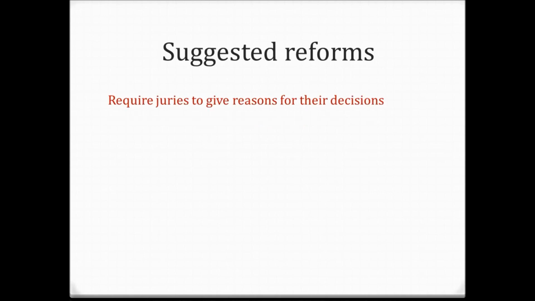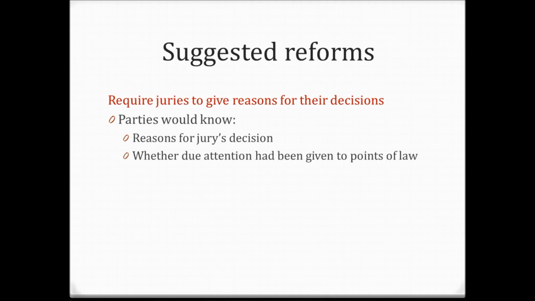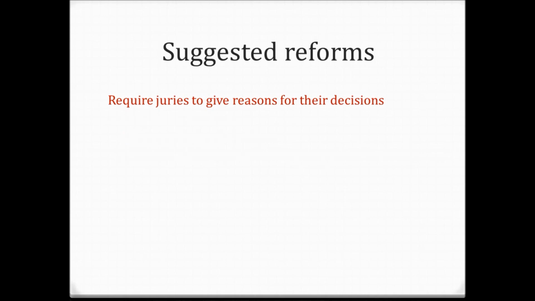So one suggested reform would be to require juries to give reasons for their decisions. That would mean that the parties to the case would know the reasons for the jury's decision, and they'd be able to see whether due attention had been given to the points of law, whether the points of law had been applied correctly to the case.